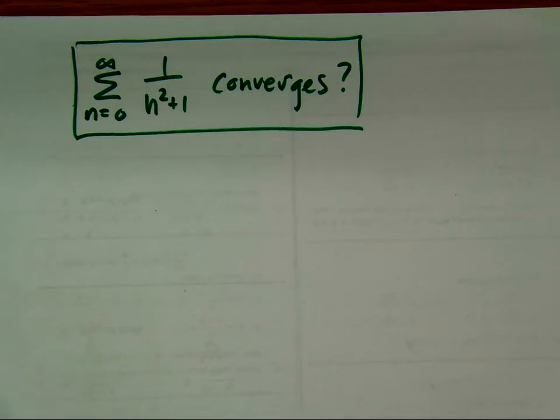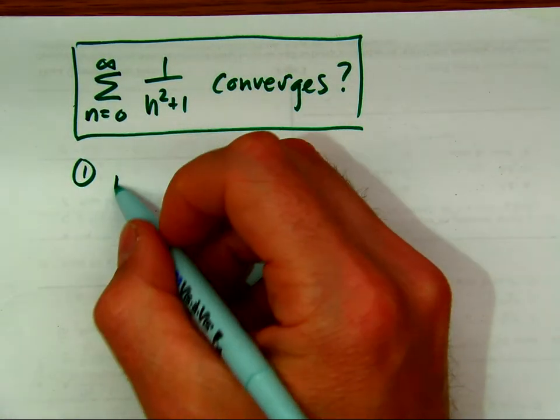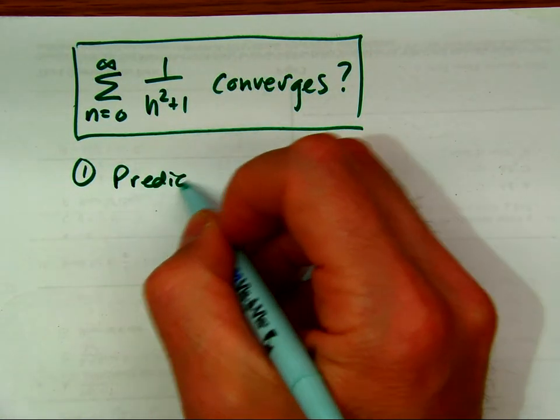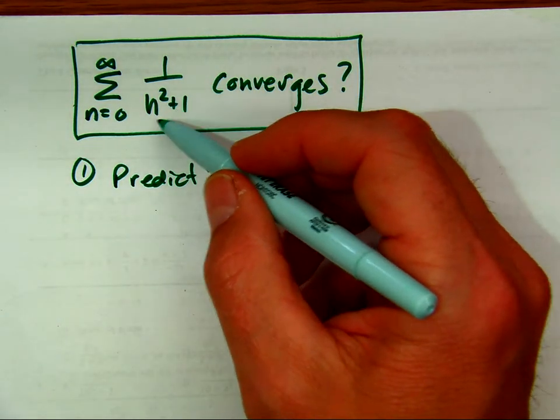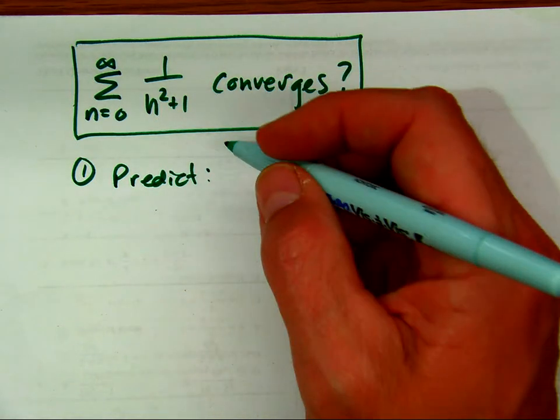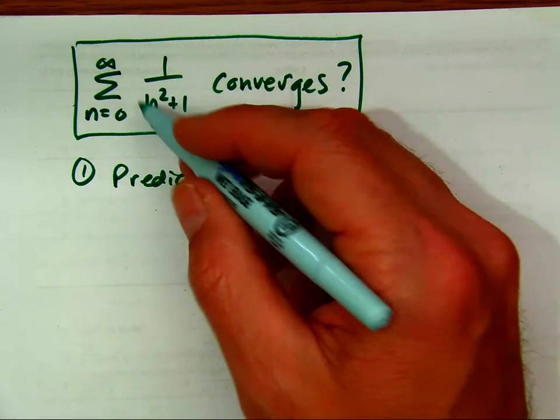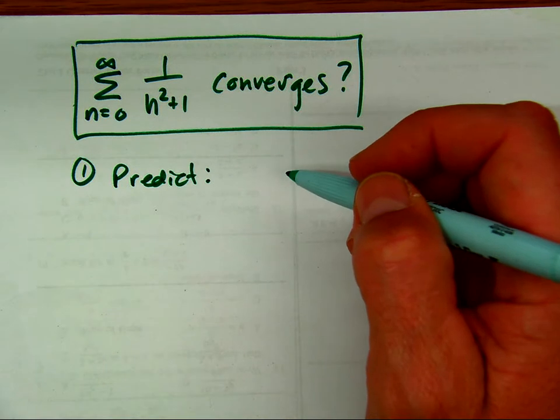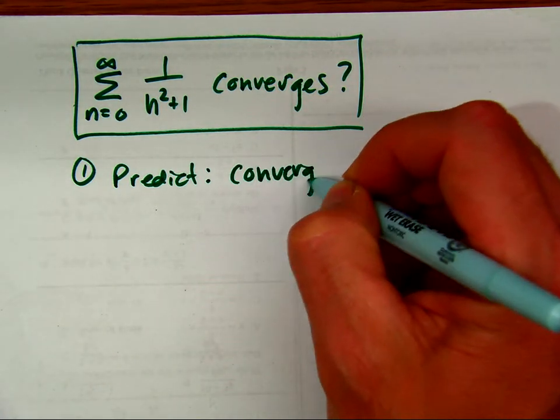Okay, pause the video and try that one. So let's predict. And we do that by looking at the denominator. Yeah, it looks like the denominator is going to increase quickly, and it also reminds us of the p-series test. So let's predict that it converges.